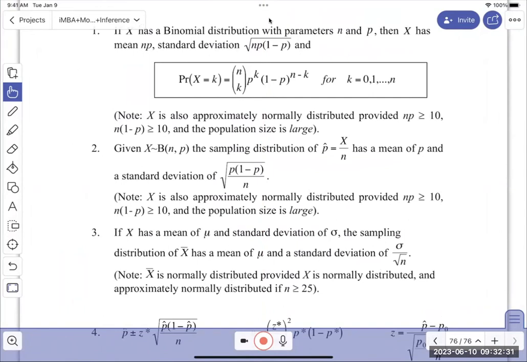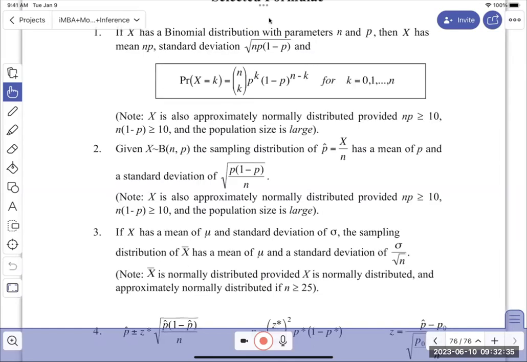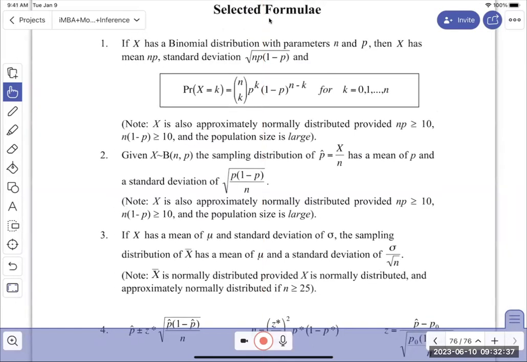Okay. So here you have a summary of the formulas. We begin here with the binomial. So this covers, number one, the binomial.